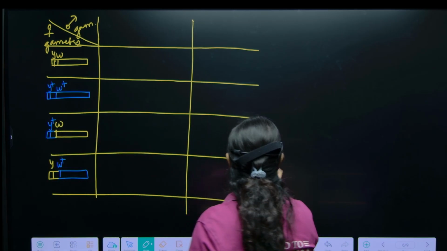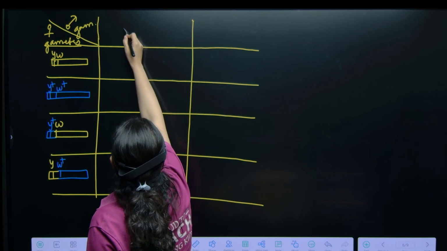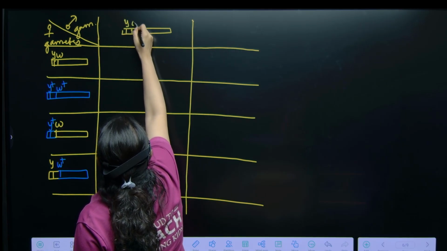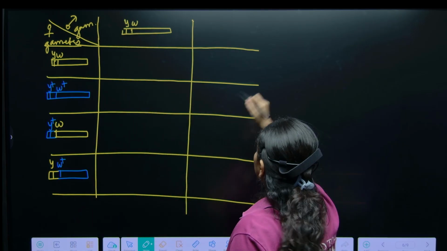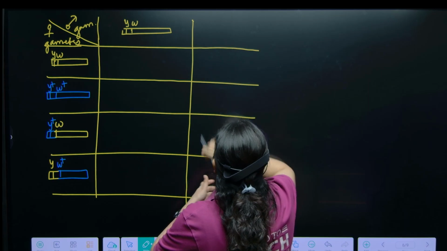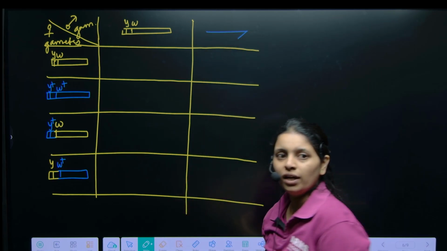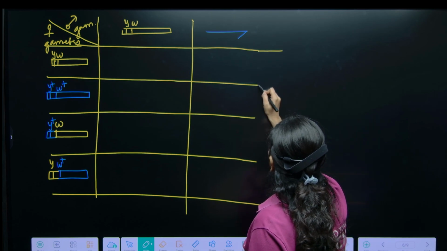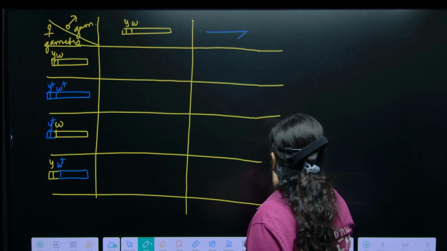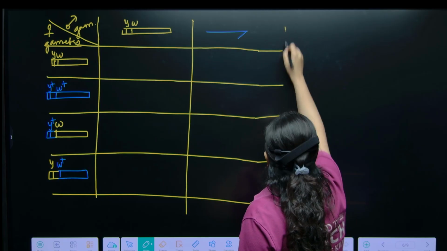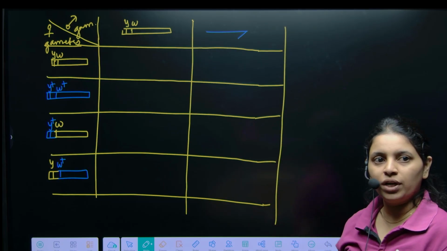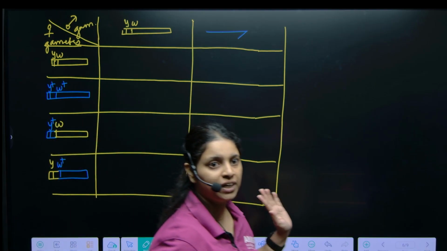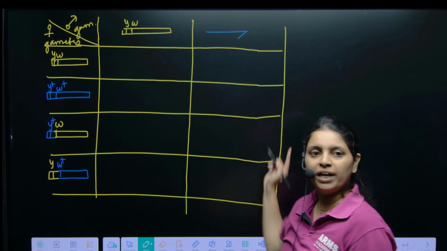Now, what about male gametes? We have full yellow, Y, W, right? And then we have the Y chromosome. Okay? These are the gametes. Let's quickly find out all the offspring. Okay, this is our Punnett square. 4 female gametes, 2 male gametes. So 4 into 2, we will get 8 offspring. We will write all the offspring here.